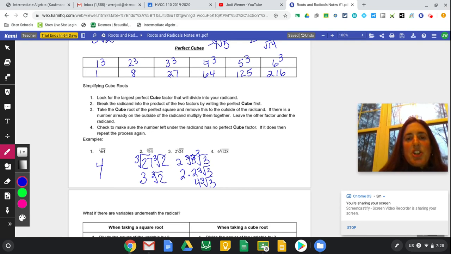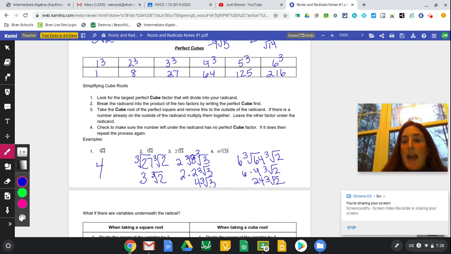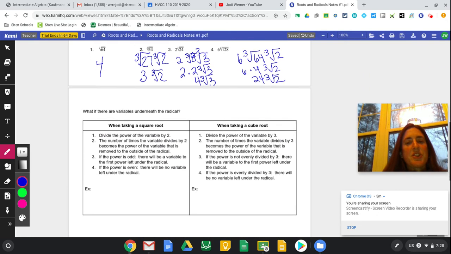128, looking on my chart, that's 64 times 2. So now the cube root of 64 is 4, so that's 6 times 4 cube root of 2, or 24 cube root 2. Not bad. Cubes are a little different, though. You've got to think of your perfect cubes instead of your perfect squares for your factors.